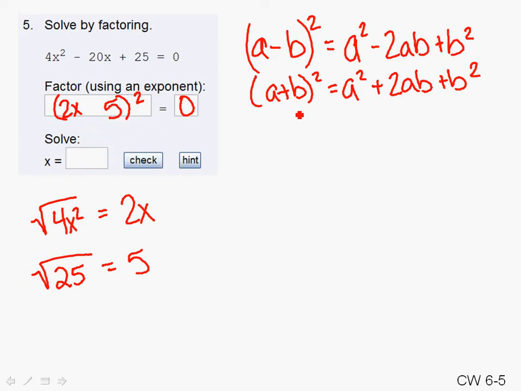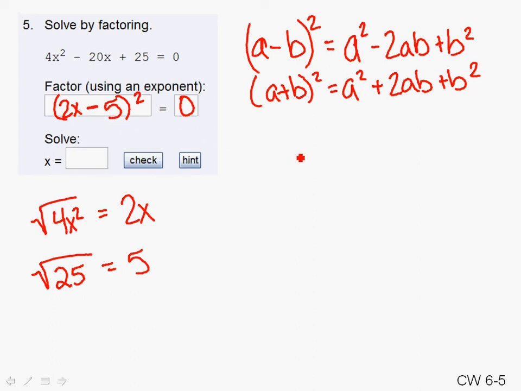As you'll notice in the pattern, if there's a plus after the squared term, after the quadratic term, there's a plus in the middle of the factor. If there is a minus after our quadratic term, or our squared term, then there's a minus in the middle of the factor. Taking a look at our example problem, 4x squared minus 20x plus 25, it's going to be a negative in the middle.